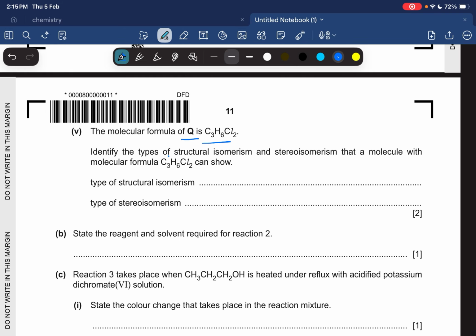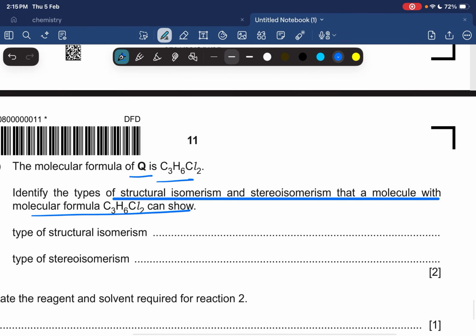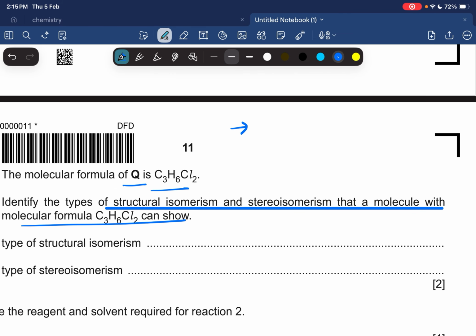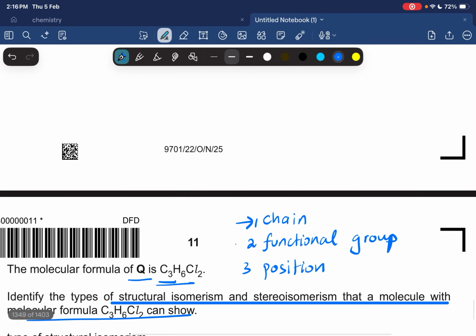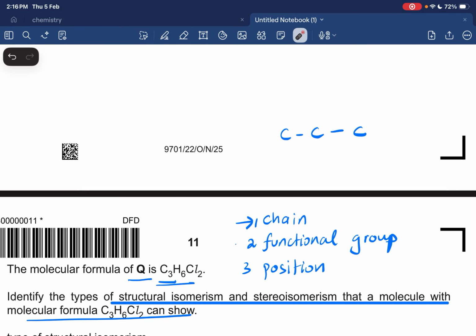Identify the types of structural isomerism and stereoisomerism that a molecule with this molecular formula can show. Type of structural isomerism: first, we have 3 types of structural isomerism. One type is chain, the second is functional group, and number 3 is position. Now you got to know one thing. When you have 3 carbons arranged in a row, you cannot make a chain. Take it, write it somewhere, you cannot make a chain with 3 carbons.